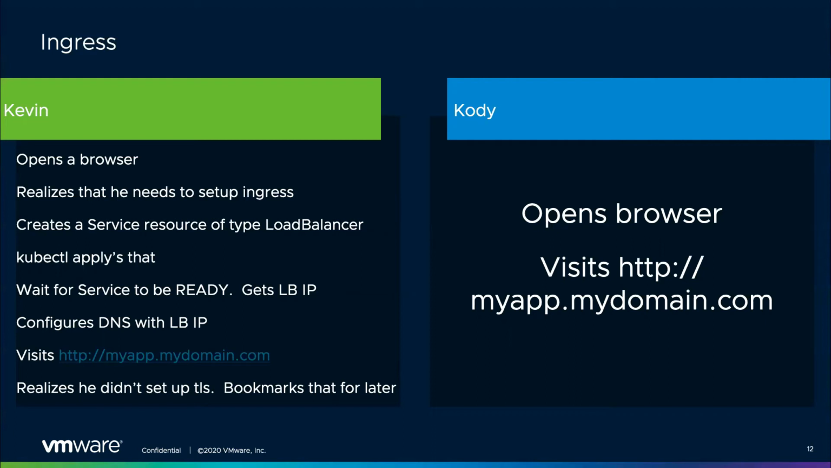Finally, he's able to visit http://myapp.mydomain.com, at which point he realizes he forgot to set up TLS and he bookmarks this for later.